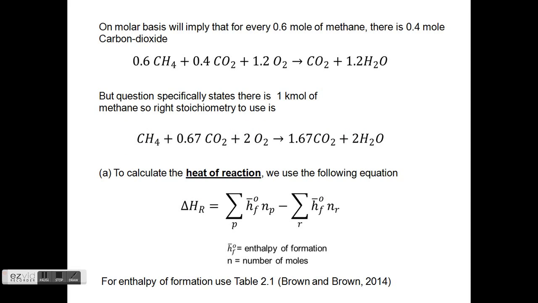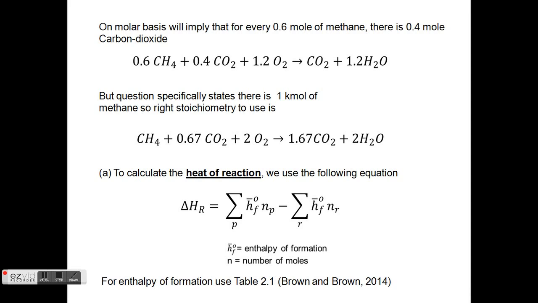The question tells us molar basis, and this is very straightforward, one of the easier ways to calculate, which means for every 0.6 mole of methane we have 0.4 mole of CO2. Another variation to this question would be on a mass basis, and whatever reference compound that's given, you find the percentage of that reference compound, and then you convert the mass to moles by dividing the kilogram by the molar mass of the substance.